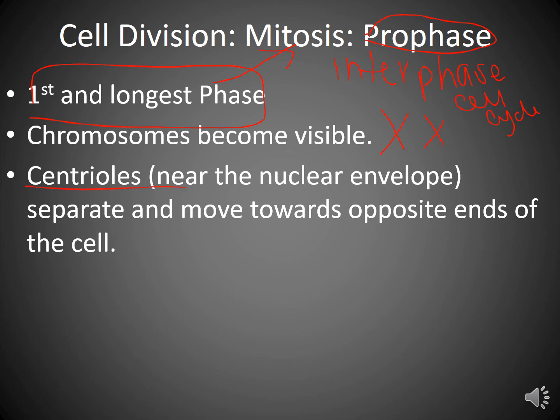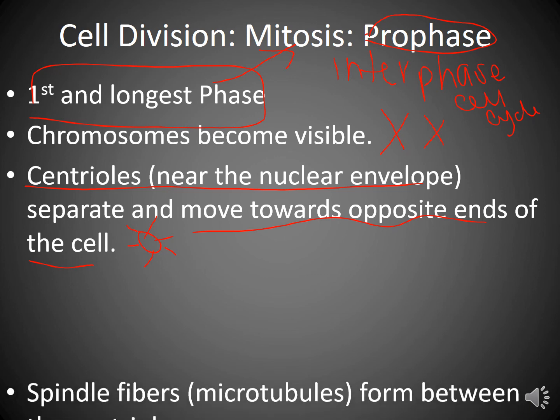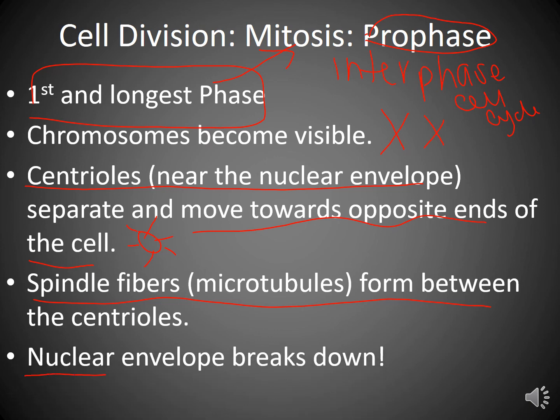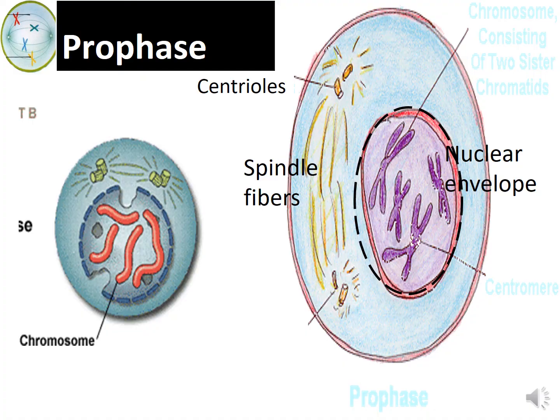So centrioles are near the nuclear envelope and they separate and move towards the opposite ends of the cell. Remember when we talked about cell organelles, they look like the little suns, and they had little lines on them because those turn into spindle fibers. So spindle fibers form between the centrioles. And now our nuclear envelope, key term, breaks down. So is it fully gone? No, but it's breaking down. So it's going to start disappearing.